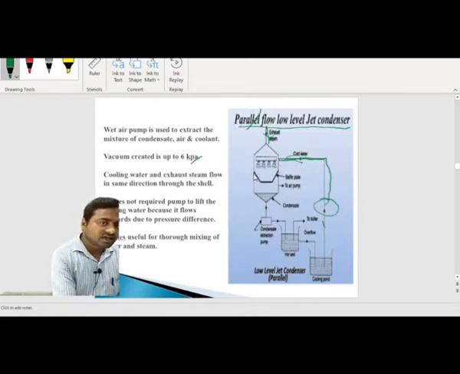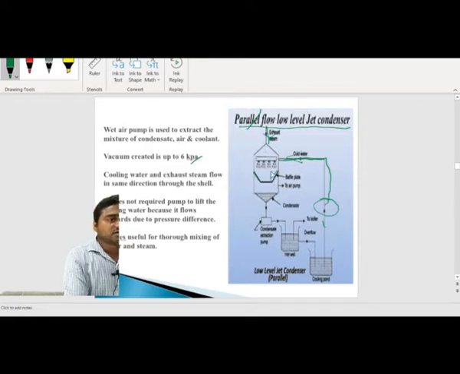And you can see there is another thing here, that is baffle plates. Baffle plates are basically intended for thorough mixing of the cooling water and the steam. We will use this one. Okay, so this is a parallel flow low level jet condenser.